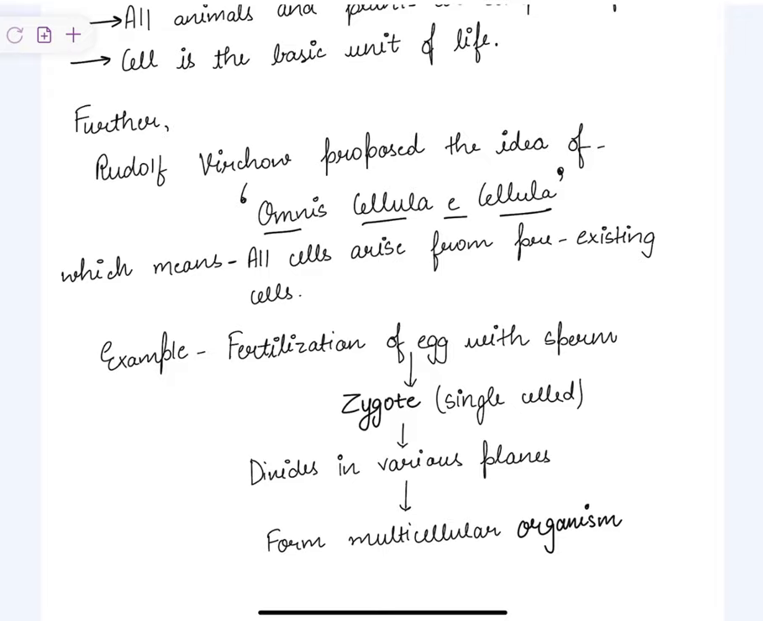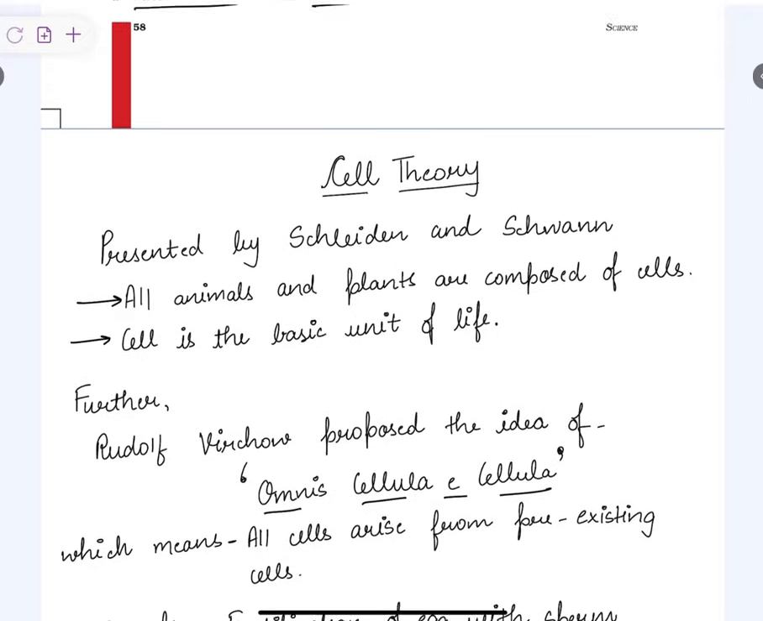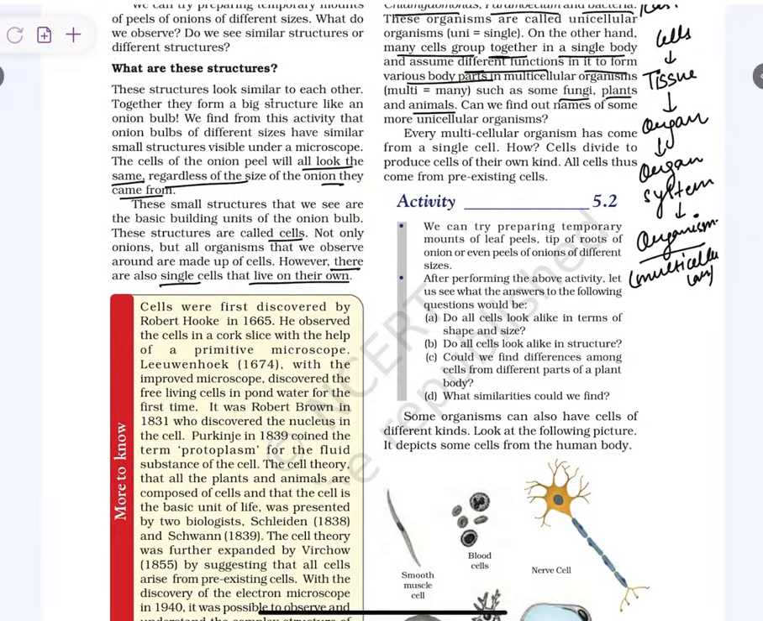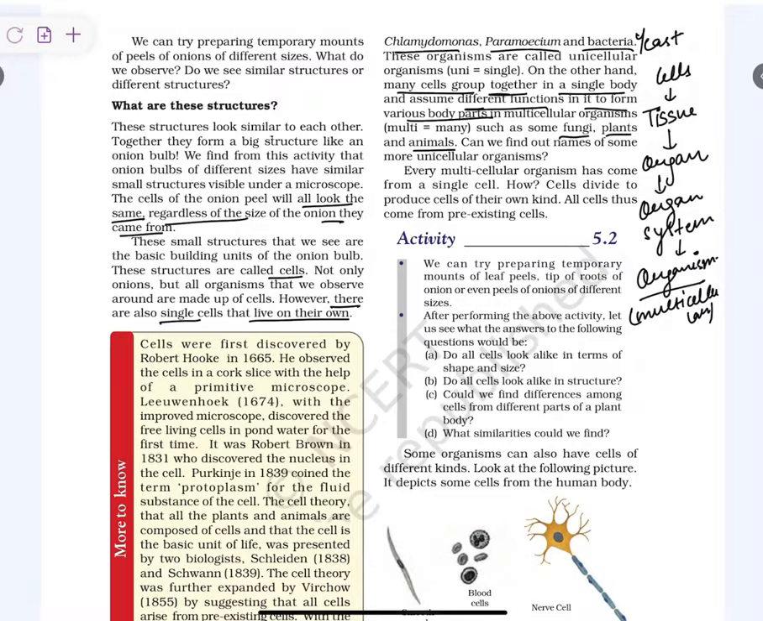So by this we can say that all cells arise from pre-existing cells. Now we can understand that every multicellular organism has come from a single cell. How? Because cells divide to produce cells of their own kind, and all cells thus come from pre-existing cells.